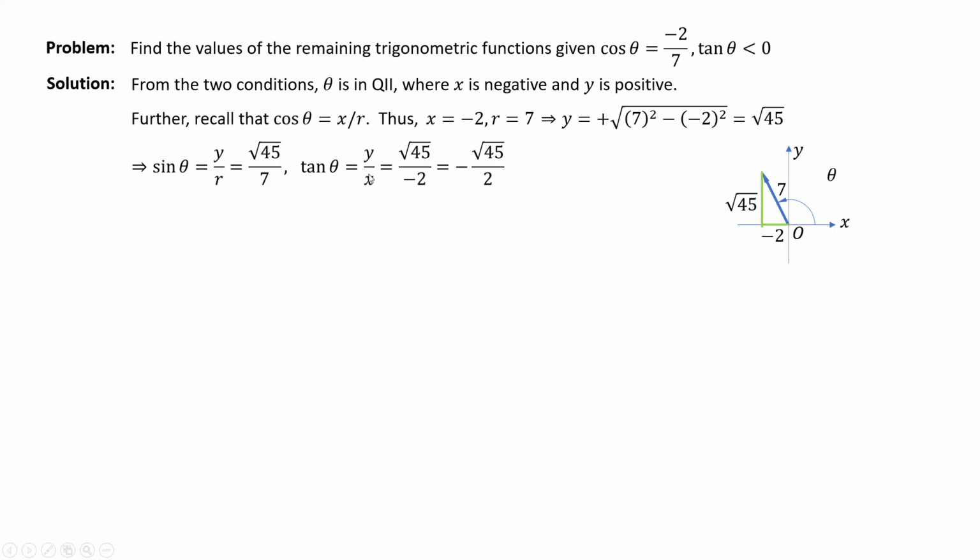And tangent is y over x. All of this is pretty straightforward, I hope. So that pretty much concludes this section, folks. Absolutely be sure to work on tons of problems so that this actually becomes second nature to you. Alrighty.